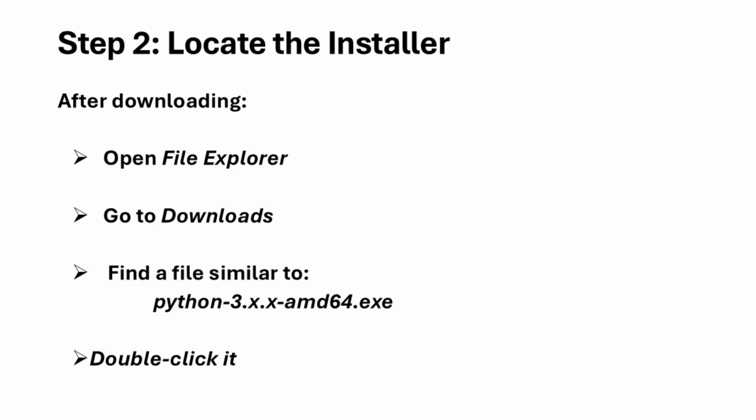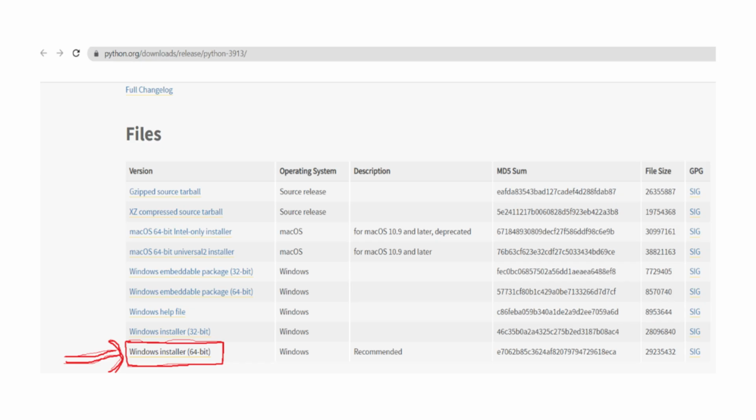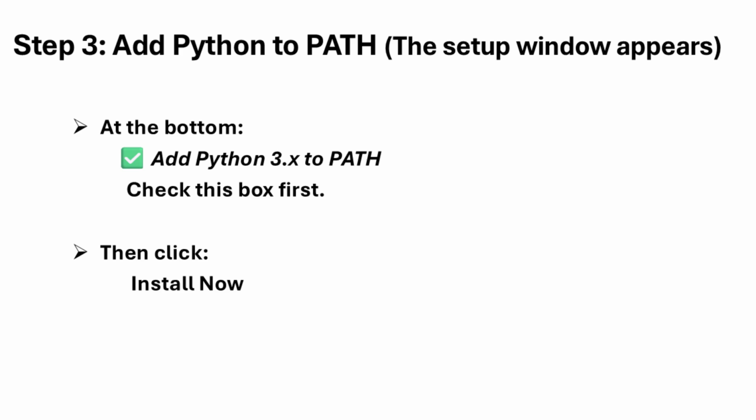Step 2. Locate the installer. After downloading, 1. Open File Explorer. 2. Go to Downloads. 3. Find a file similar to python3.x.x-amd64.exe. Double-click it. Run the installer. Select the option to add python3.x to path. The setup window appears.